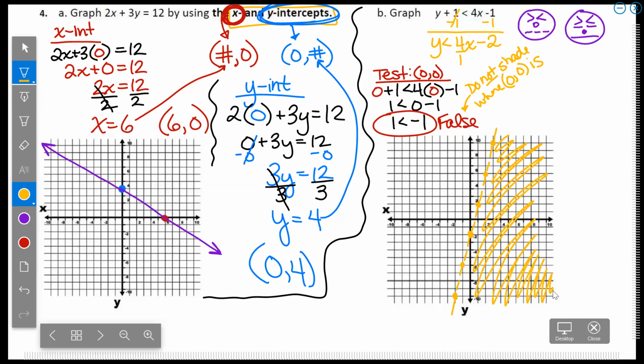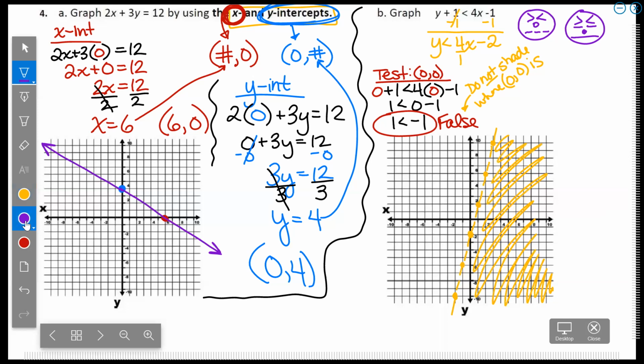Somebody asked me last period when we did this exact same problem, do you always have to use 0, 0 for your test point? No, you don't. I usually like to pick easy numbers though. You never pick a number that is actually on your line. Because if you pick something that's on the line and you say, well, do I shade this side or this side? You're like, I don't know, you're on the line. So you want to pick something that's not on your line so you can see whether it's true or false and you know whether to shade it or not shade it.